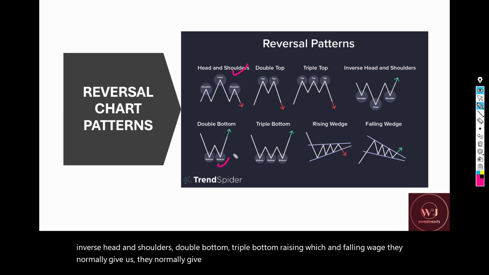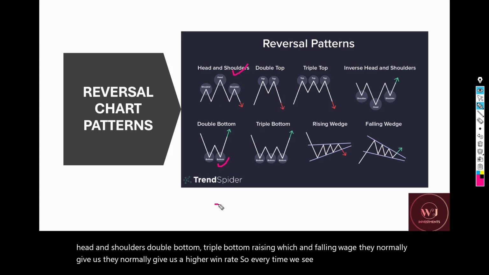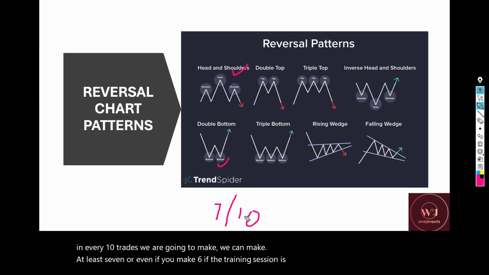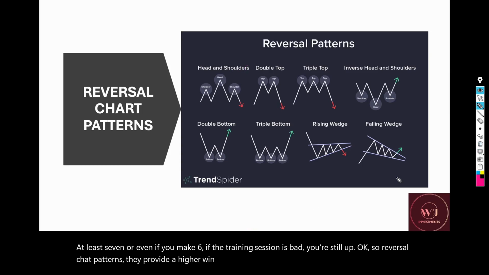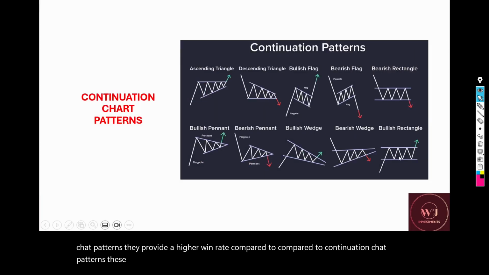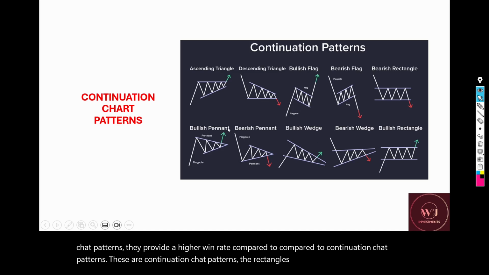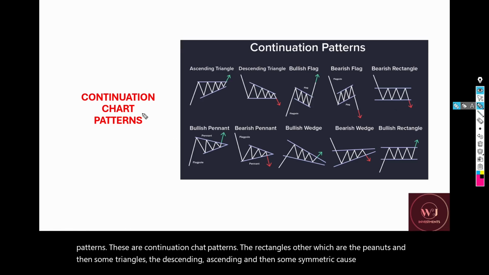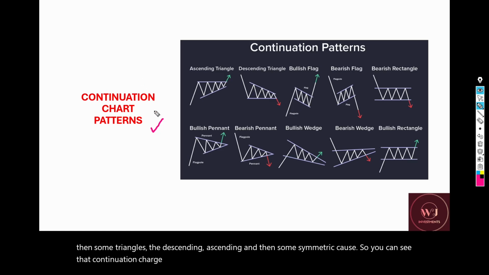a higher win rate. So every time we see these ones, we expect that in every 10 trades we can make at least 7, or even if you make 6, if the trading session is bad, you're still up. Okay, so reversal chart patterns provide a higher win rate compared to continuation chart patterns. These are continuation chart patterns: the rectangles, the wedge, the pennant, and then some triangles, the descending, ascending, and some symmetricals. So you can see that continuation chart patterns will give you a win rate which is not similar to that of the reversal chart patterns.